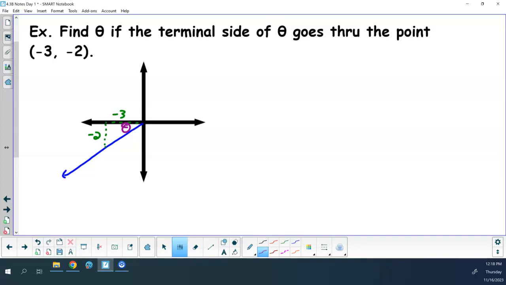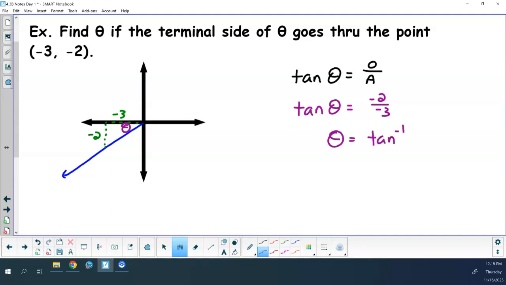So what am I going to use? Tangent. So the tangent of theta is going to be the opposite over the adjacent. So the tangent of theta is what? -2 over -3. How am I going to find theta? We're going to use inverse tangent, so we're going to need a calculator. Theta here is the inverse tangent of, can I just make it 2/3? Yeah. Okay.